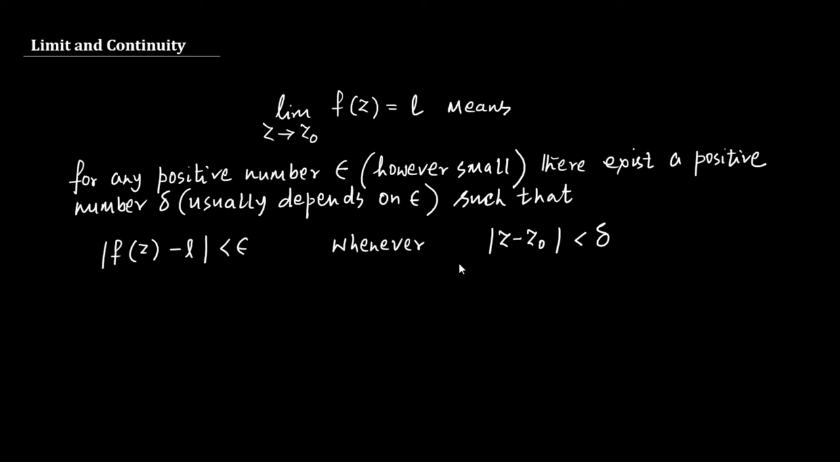So this is the formal epsilon delta definition of limit here of a function of one complex variable. So for any positive number epsilon, however small, there exists a positive number delta, usually depends on epsilon, such that mod of f(z) minus L less than epsilon whenever mod of z minus z0 less than delta.